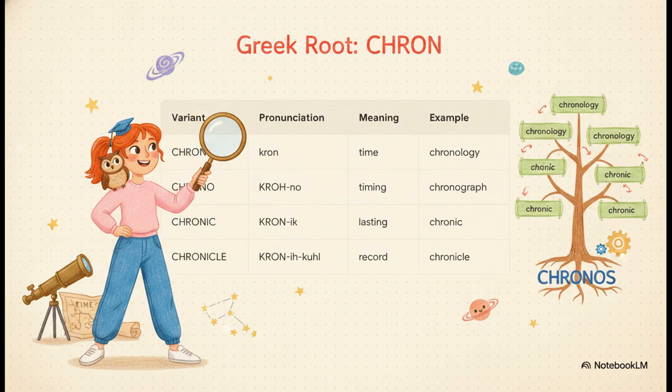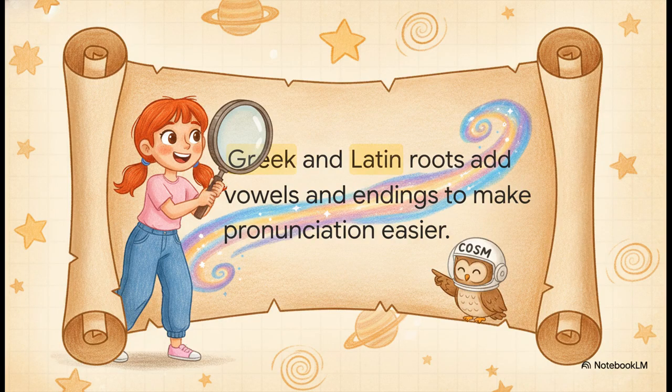The spelling and pronunciation shift slightly depending on the word, but look at that meaning column, it always stays firmly anchored to time. And this brilliantly illustrates the secret behind why these spelling changes even occur in the first place. It's actually really simple. Greek and Latin roots add vowels and endings just to make pronunciation much easier for the human mouth. So don't let the variations give you anxiety. It's just language naturally smoothing itself out so we can speak it fluidly.